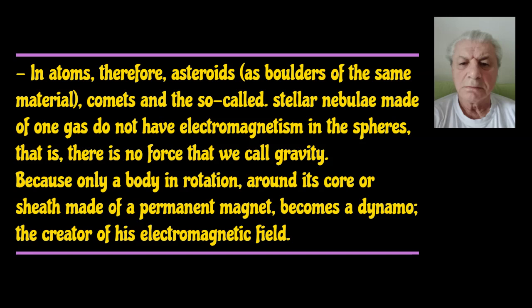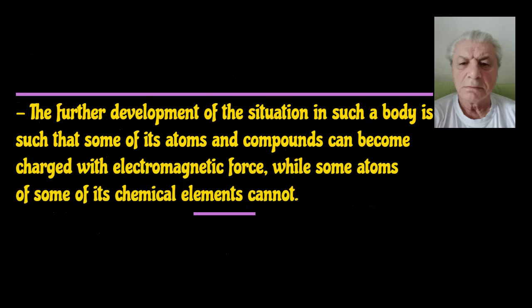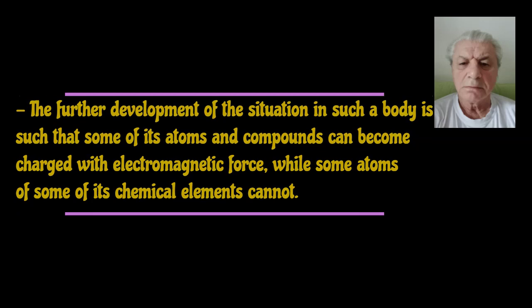Because only a body in rotation, around its core or sheath made of a permanent magnet, becomes a dynamo, the creator of its electromagnetic field. The further development of the situation in such a body is such that some of its atoms and compounds can become charged with electromagnetic force, while some atoms of some of its chemical elements cannot.